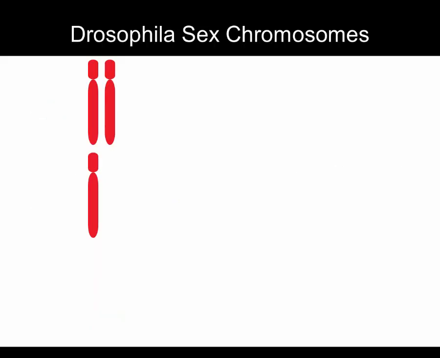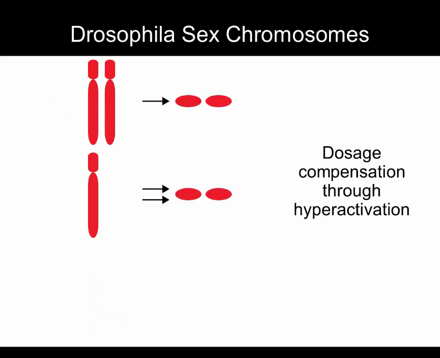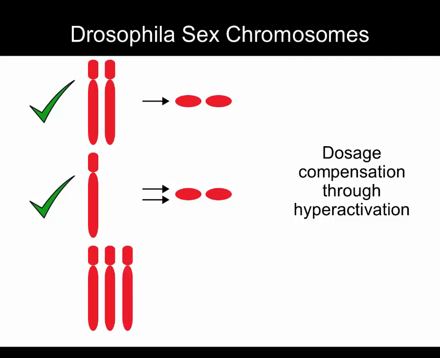But fly dosage compensation works differently. In Drosophila, males with only 1 X chromosome are compensated by hyperactivation. That is, their single chromosome produces 2 doses of gene product to equal what the females make with 2 X chromosomes. Since flies can only compensate by increasing gene product, there's nothing that can be done to make up for the extra dose produced by having 3 X chromosomes, so such flies are not viable.